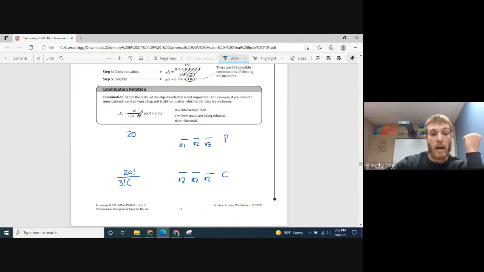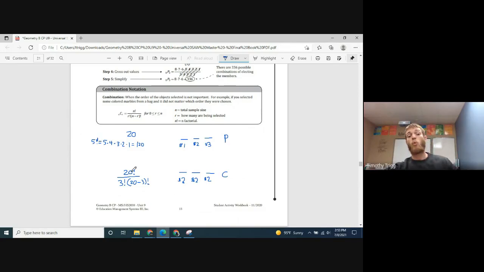Over n minus r, well, that's 20 minus 3, and then that gets a factorial. Now, I haven't explained what factorial means, but basically it means that number times all the numbers below it. So for example, 5 factorial means 5 times 4 times 3 times 2 times 1, which I believe is 120. Okay, so 5 factorial is 120.